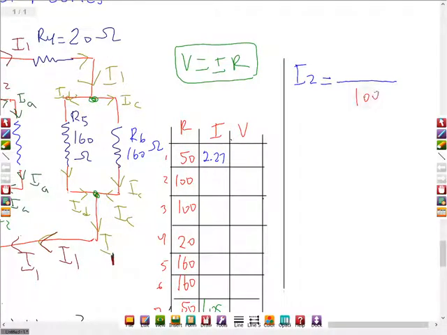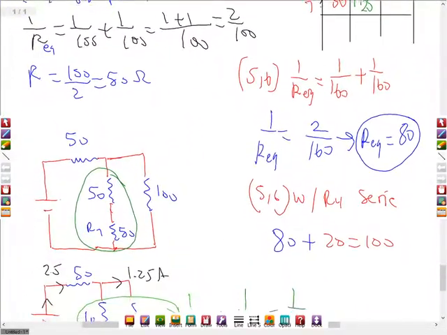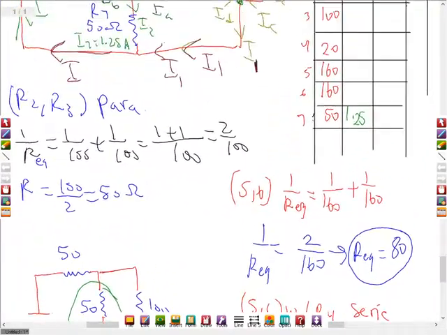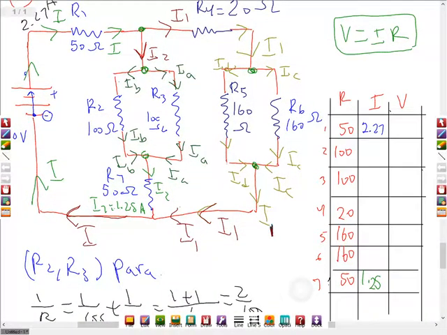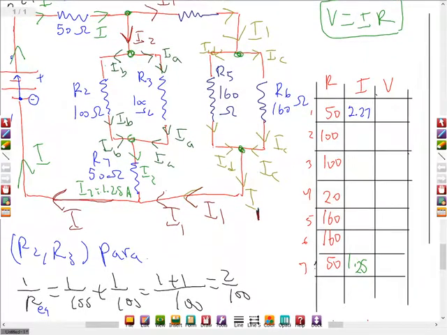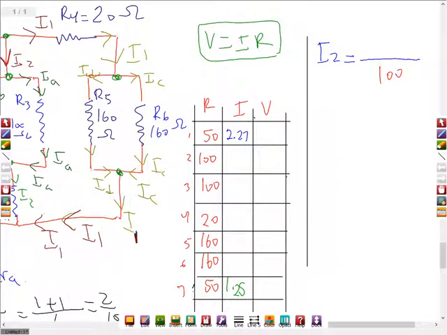Why 100? Go back. Go to these resistors. Go here. 50 and 50, the I2 here, go to 50 and 50, here 50 and here 50, good. And I1 goes where? You see the main current goes to which one? Here we have 100 and here we have 100, right? Which is 50, right?